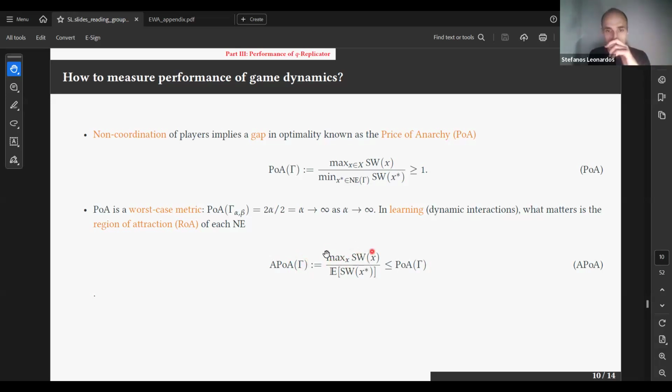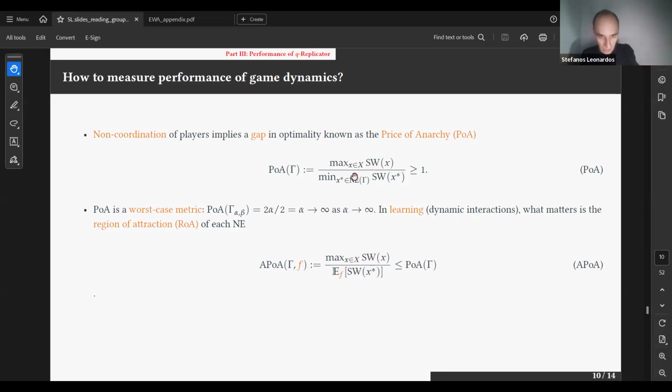What do we change here? We again take the same numerator, so the best possible outcome of the game. But at the denominator, we take the expected value of the social welfare in all Nash equilibria. Okay, now that's a statement that should raise questions. So the expected value with respect to what, right?